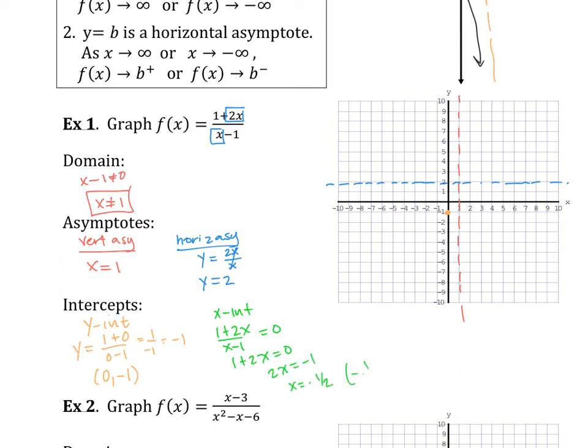Okay, so the x-intercept is at negative 1/2, comma 0. I'm going to go ahead and include that point. Now for rational functions, if you have one good point on each side of the vertical asymptote, I'm fine with you sketching a graph from there.